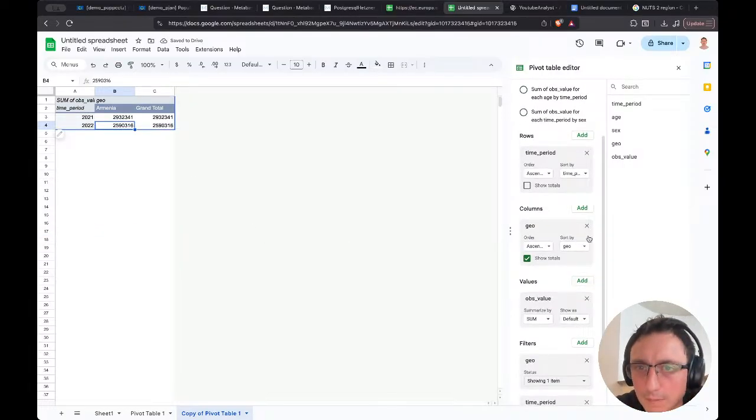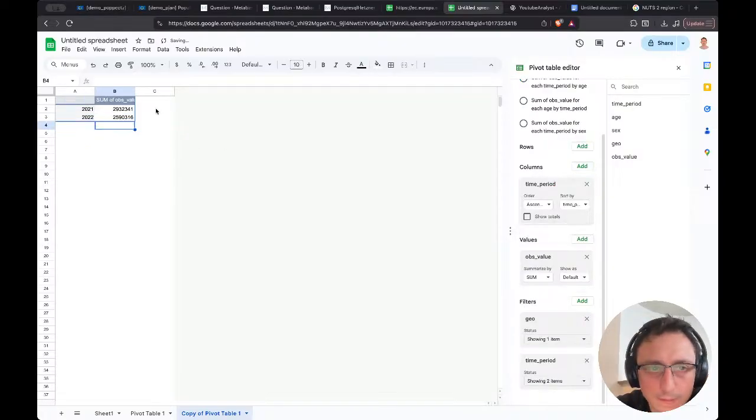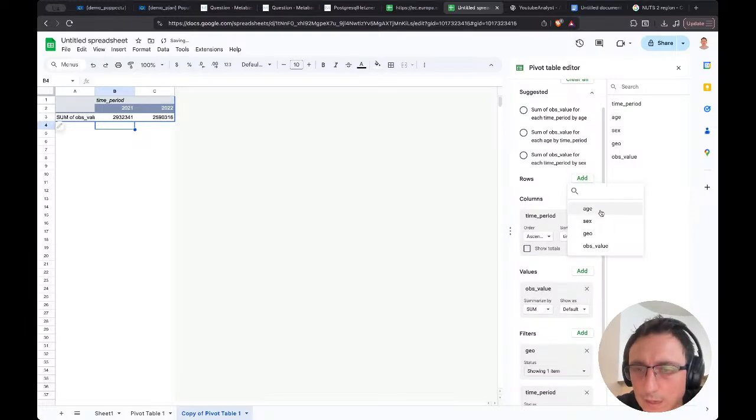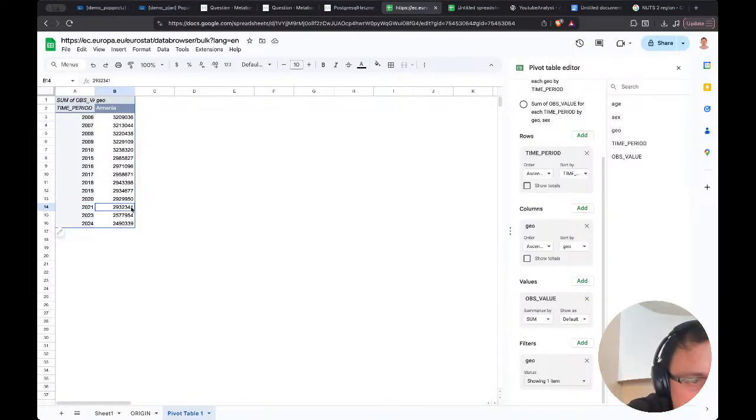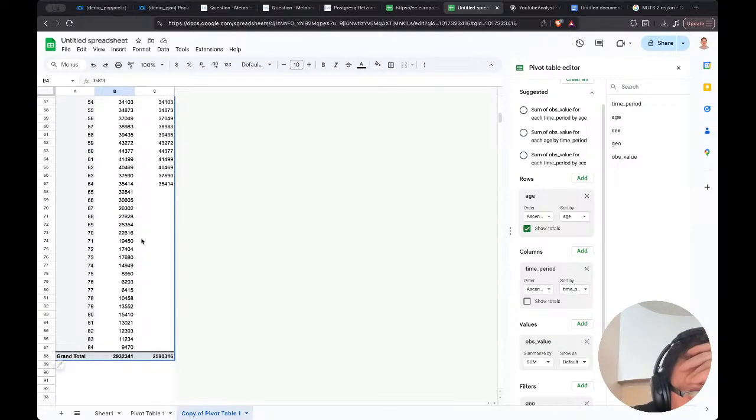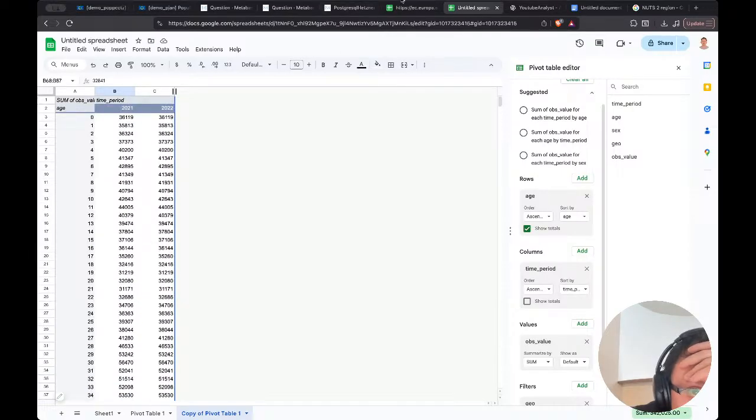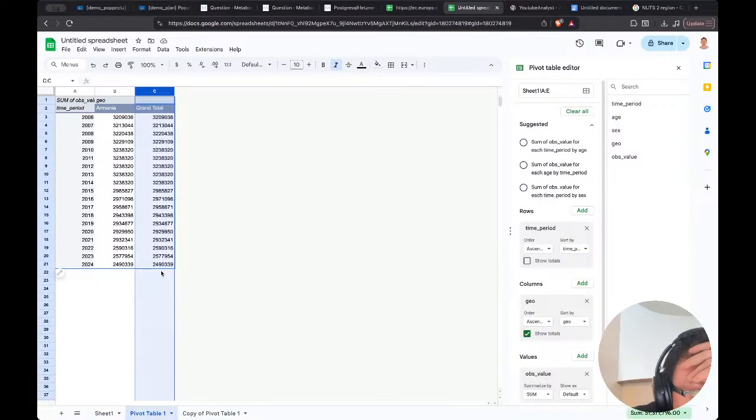I will put the time period as a column, and as a row I will have the age. So these two values should be identical, but they are not. So where is the difference coming from? Aha, it's because 2022.